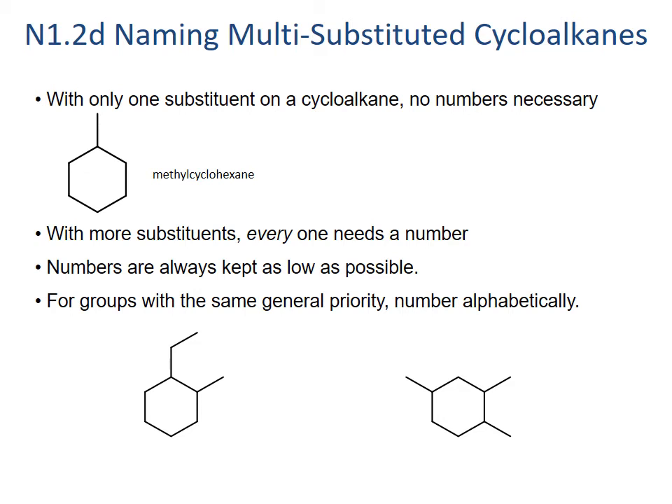The first is an ethyl 2-methyl cyclohexane. Ethyl for that longer chain, that would be the 1 position, and then 2-methyl for the chain that's 1 carbon away from it on the main chain. And the second name is 1,2,4 trimethyl cyclohexane.